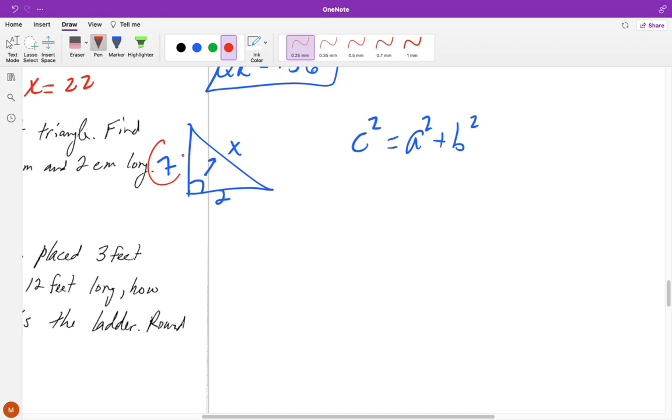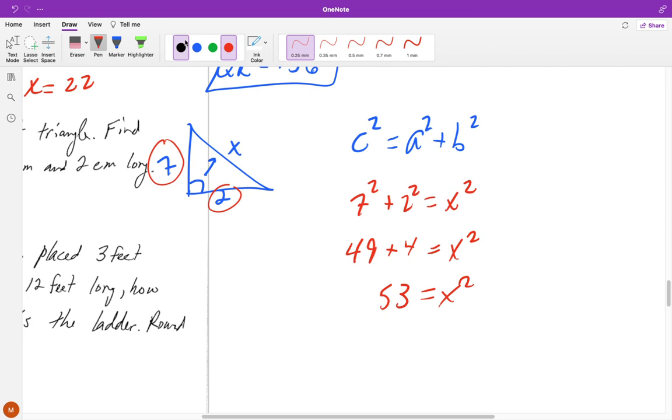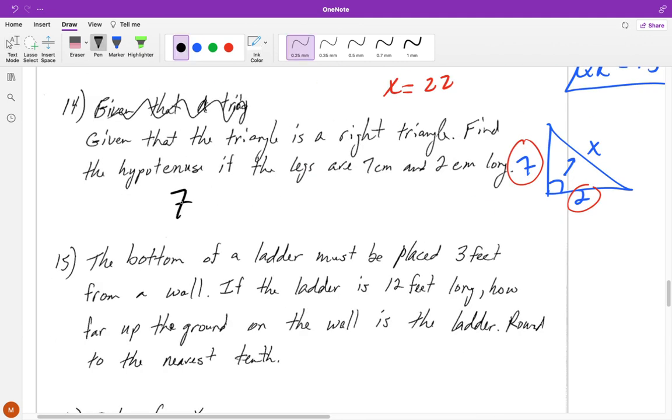It doesn't matter which one we put in, our a or our b, because they both represent our legs. So 7 squared plus 2 squared is equal to x squared. 49 plus 4 is equal to x squared. So 53 is equal to x squared. And then to solve for this, we will take the square root of each side. So x is then equal to 7.3 centimeters. All right, so 7.3 cm.